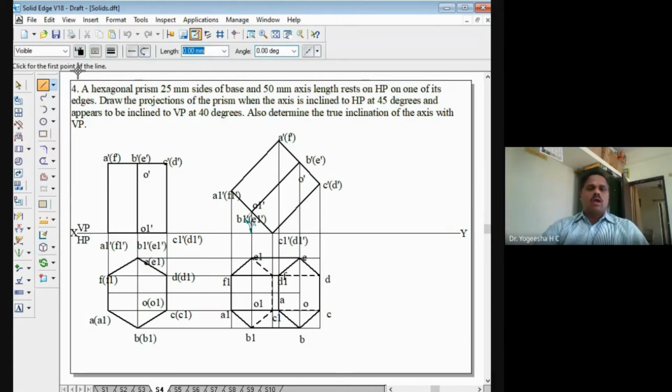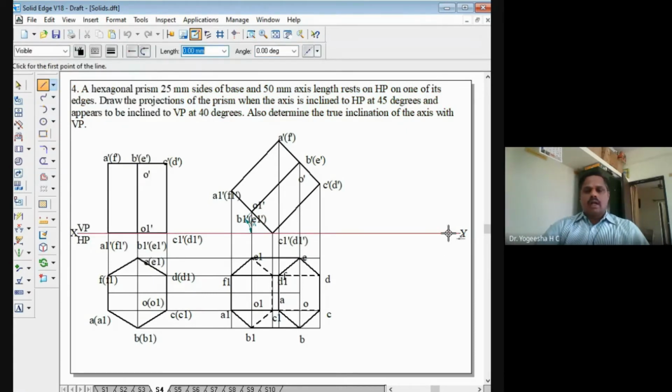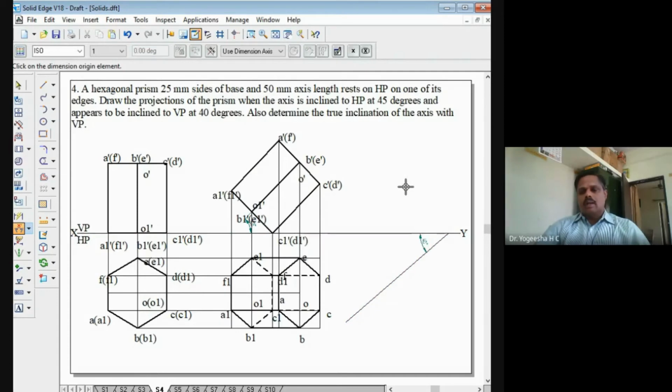You just draw a 40 degree line, all right? You just draw a 40 degree line from here. 40 means 180 plus 40, it is 220 degree. So you can take 220 degree here, draw a line, then it becomes 40 degree, right? You can take an angle dimensioning here. You can see here it is 40 degree, right?